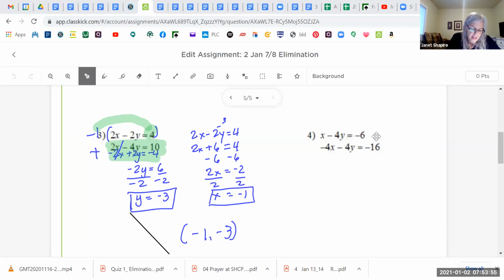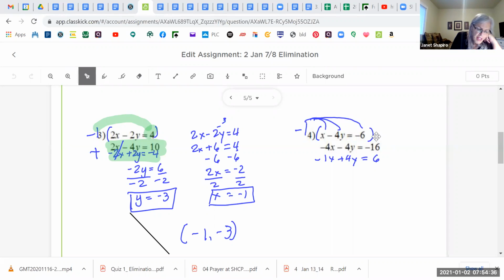When I look at this, adding down the columns isn't going to eliminate one of the variables. But I notice the 4s. One's a positive, one's a negative. I mean, they're both negative. If one was positive and one was negative, then they would cancel. So I'm going to multiply one of these by -1. That'll give me a -1x, a positive 4y, and a positive 6. Again, I need to remember to multiply each part by -1.